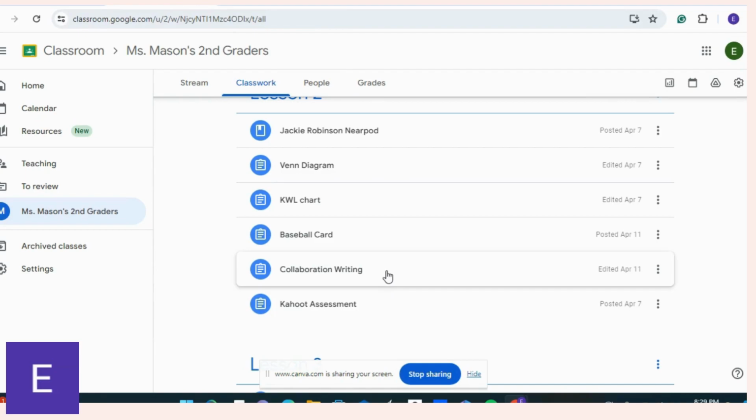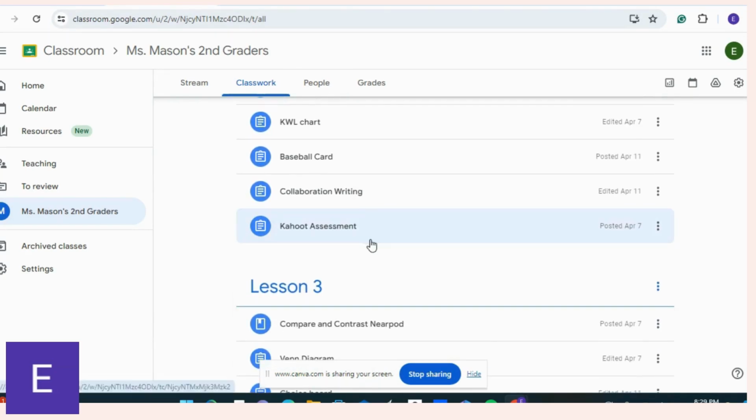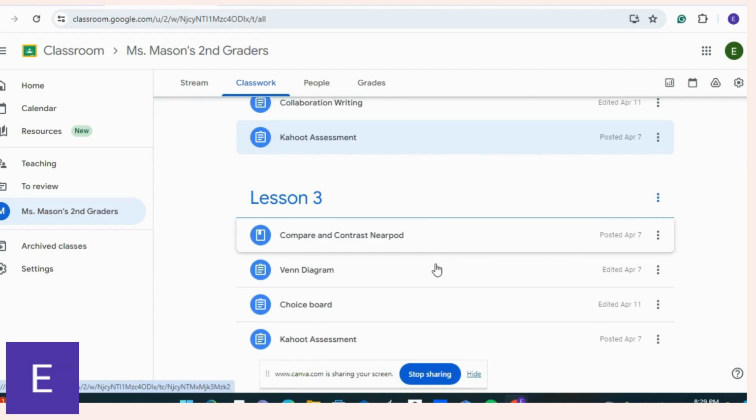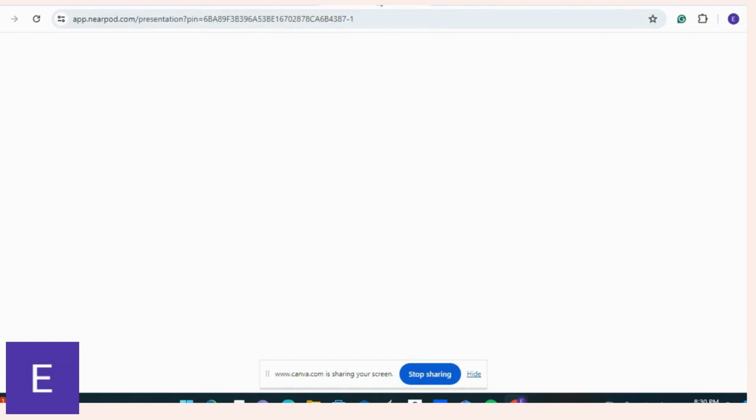And this is that assignment right here. And then students will click on the Kahoot assessment and hit challenge it and then take their Kahoot assessment. And then this is lesson three, comparing, and these are the assignments within it. They would hit the compare and contrast Nearpod.